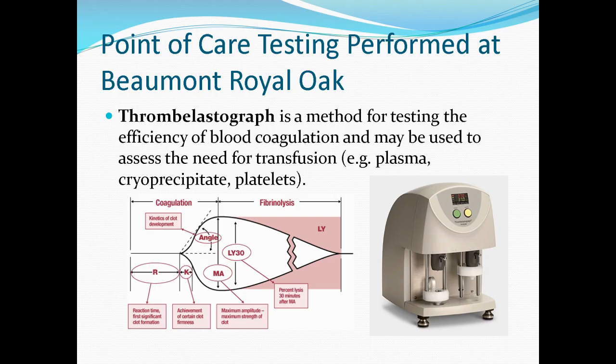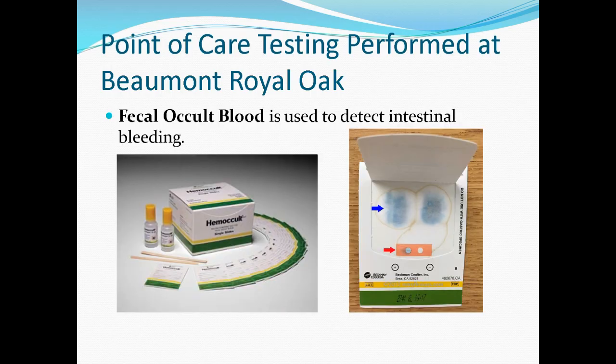The TEG 5000 tests for thromboelastogram, which is a method for testing the efficiency of blood coagulation and may be used to assess the need for a transfusion. The Hemoccult test is used to determine if there is fecal occult blood present.